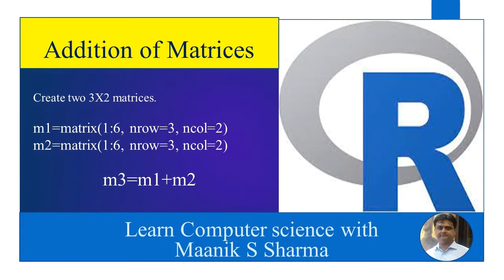So let us consider that we have two 3x2 order matrices M1 and M2 that have been created using the matrix function, that is M1 is equal to matrix, bracket start, 1 colon 6, comma nrow is equal to 3, comma ncol is equal to 2. Again we have M2 is equal to matrix, 1 colon 6, comma nrow is equal to 3 and number of columns is equal to 2. So to add these matrices we simply need to write M3 is equal to M1 plus M2. Here the elements of M1 and M2 will be added and the result will be stored in M3.